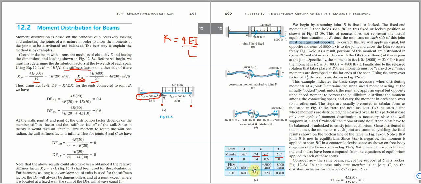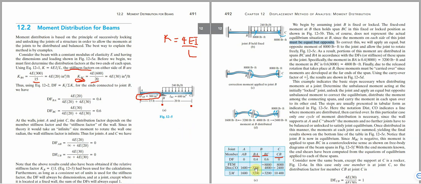Half of the moment on BA, we are transferring to AB, and half of what we have at BC, we are transferring to CB. That is, half of what is happening here, we are transferring to this side. Half of what is happening here, we are transferring to this side. Please note, we are not transferring from the fixed end, and we are not transferring to the center. Rather, we are transferring from this joint here to the end.